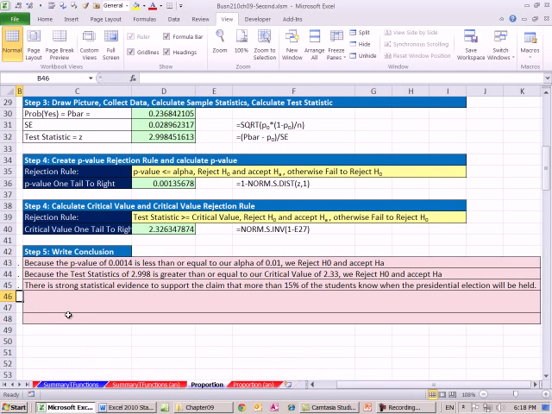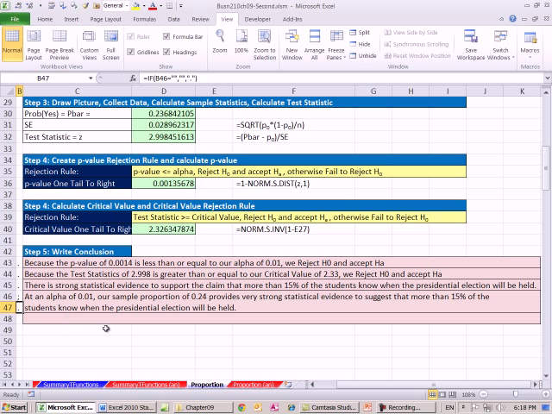Said a different way, at alpha of 0.01, our sample proportion of about 0.24 provides very strong statistical evidence to suggest that more than 15% of the students know when the presidential election will be held. And finally, we do run a 1% type 1 error risk of saying that more than 15% of the students know when the election will be, when in fact they do not know. Now again, once you get a p-value like this, this is very strong evidence.